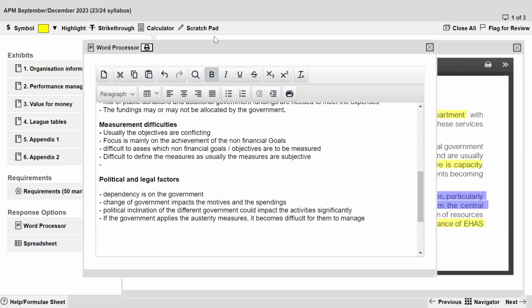Austerity measure is reducing the expenditure. So at times, when governments are short of funds, they go about exercising austerity measures.